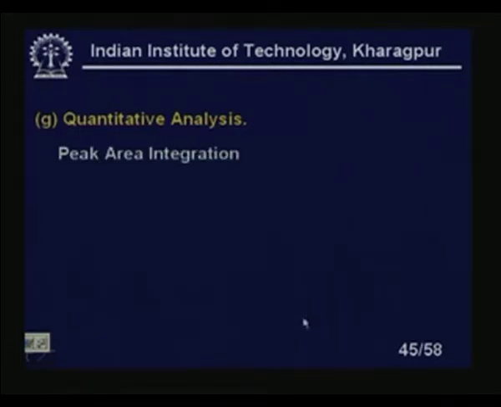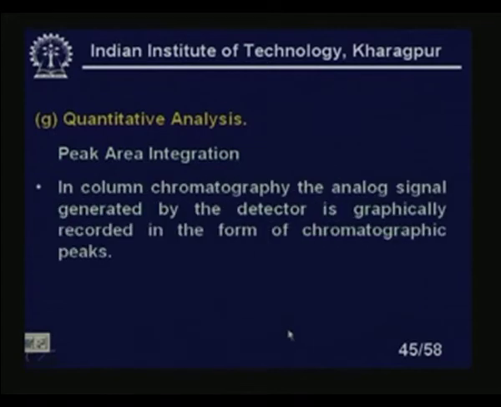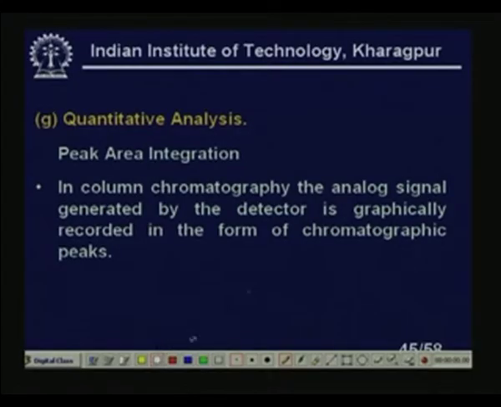Peak area integration, what is that? In column chromatography, the analog signal generated by the detector is graphically recorded in the form of chromatographic peaks, which is called the chromatogram, that we have seen. It looks like this. We have seen it comes as a peak like this. So, this is called the chromatogram.